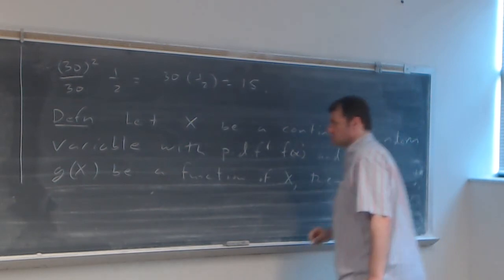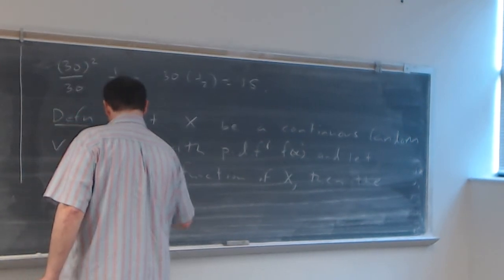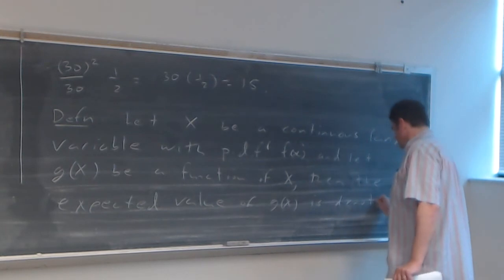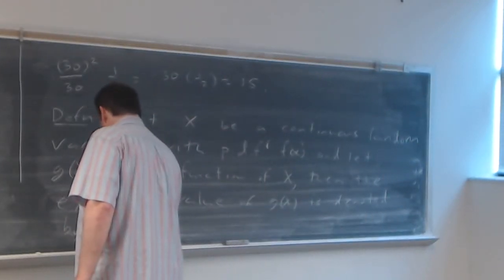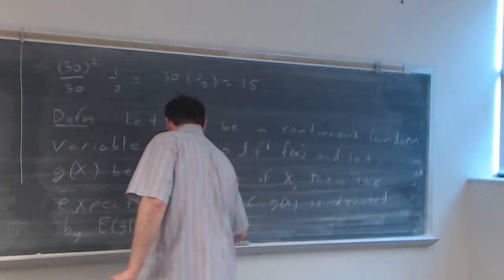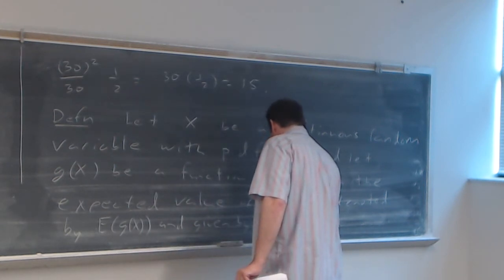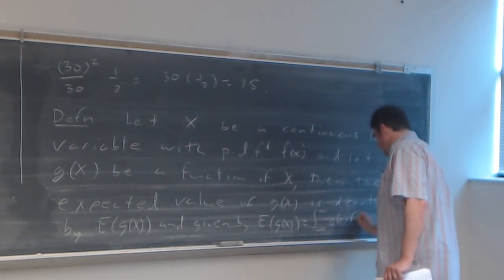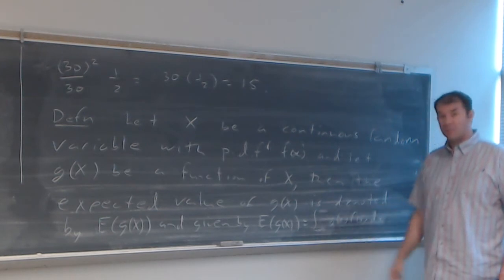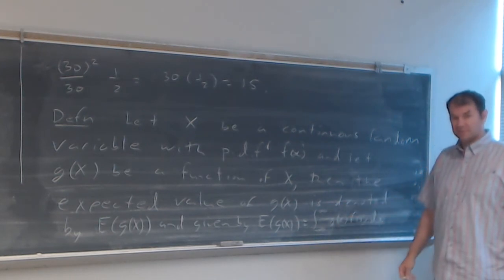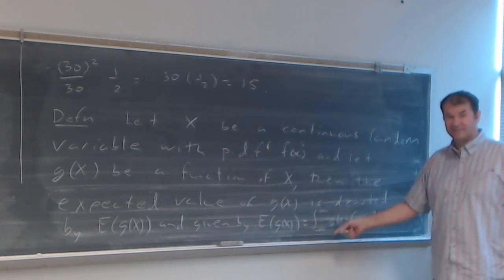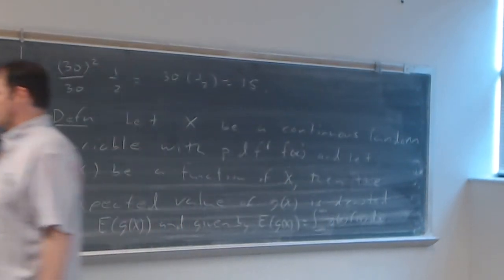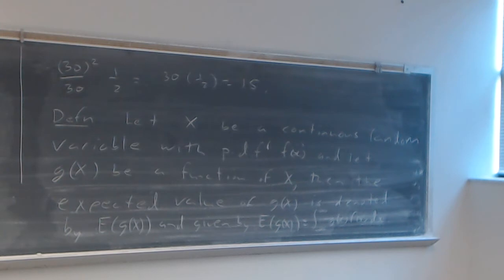the expected value of g of x is denoted by E of g of x and given by: E of g of x is equal to the integral from minus infinity to infinity of g of x times f of x dx. Now, this is an improper integral. We've been using improper integrals without me saying it in this lecture. So sometimes we do a limit as t goes to minus infinity or some other dummy variable involved, maybe r goes to infinity. But I might skip over some of those details, even though they are formally what we do in calculus.